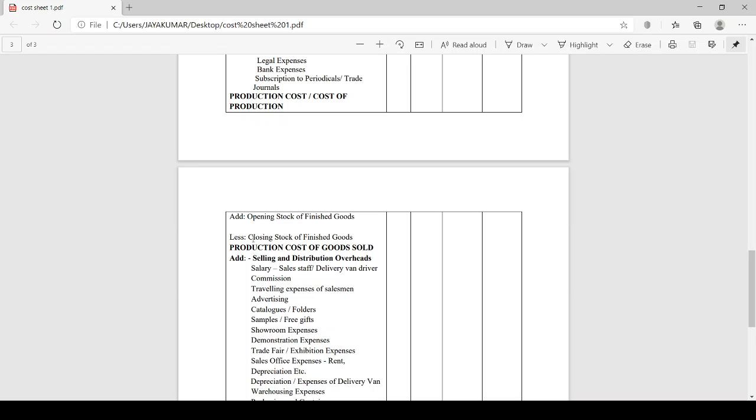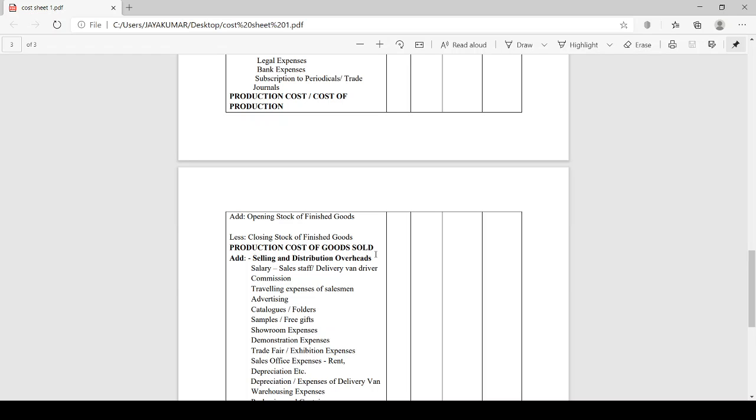So here we have to find out the value of the closing stock of finished goods. How do you find the value? What is the number of units which are remaining, that is the quantity of units, multiplied with the current cost of production? What is the cost per unit? So here we'll be able to find out the cost of production for 1 unit. That is how you find the closing stock of finished goods: the quantity of closing stock multiplied with the current cost of production per unit. So what we get after adjusting the finished goods is the production cost of goods sold.